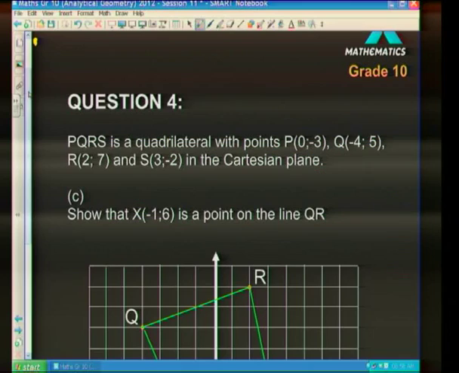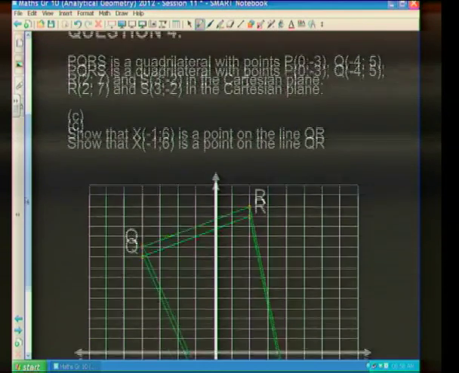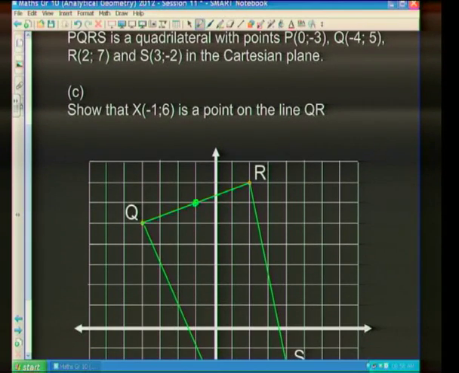The next question also has to do still with this quadrilateral PQRS. And it says, PQRS is a quadrilateral with points P, Q, R, and S. Now, it says, show that x minus 1, 6 is a point on the line. Okay, well, guys, it's not just good enough. I can see, because my sketch is accurate, that minus 1, 6 is a point on the line. But I have to show it algebraically.